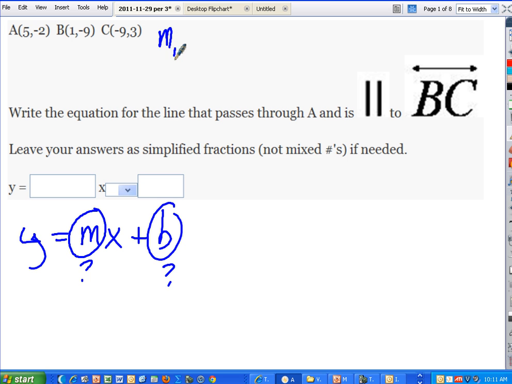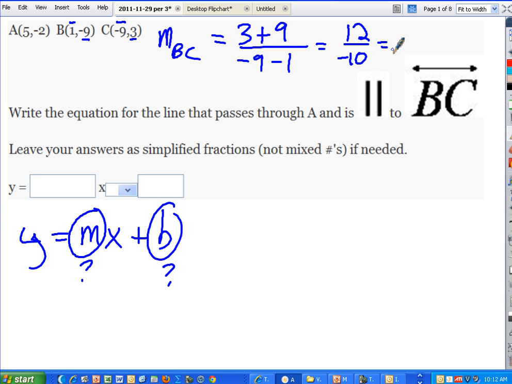So the slope of BC then, how would I calculate that? Here's point B and there's point C. How do I calculate slope from 2 points? Good. Subtract the y values. Good. So then on the top I'm going to get what? Now I can subtract the y values, right? So it's going to be like 3 minus negative 9 over negative 9 minus 1. Everybody see that? Okay. So that's going to give me 12 over negative 10, right?